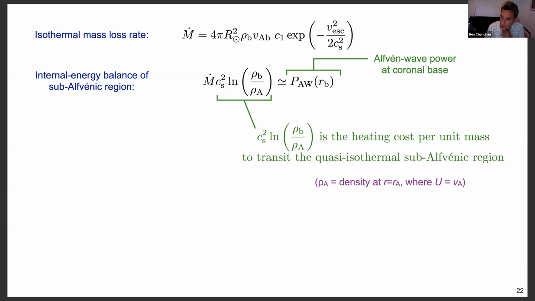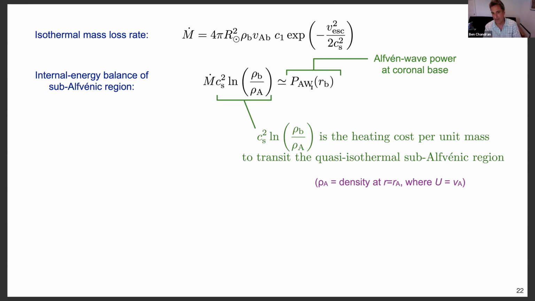As I mentioned earlier, there's that work by Perez et al., Perez, myself, Mihailo Martinovic, and Chris Klein, in a paper also in Journal of Plasma Physics from 2021, that showed using direct numerical simulations that most of the Alfvén wave power at the coronal base dissipates by the time it reaches the Alfvén critical point.